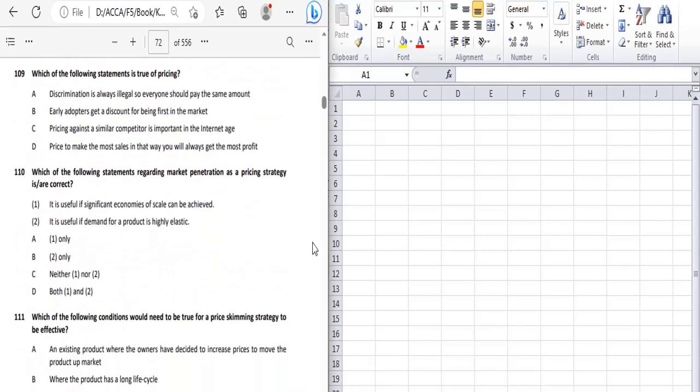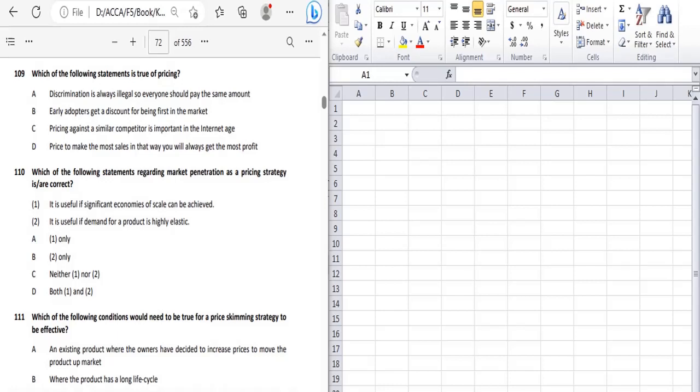Next, question 110. Which of the following statements regarding market penetration as a pricing strategy are correct? Market penetration is all about charging a lower price. The first option is, it is useful if significant economies of scale can be achieved. The second is, it is useful if the demand for the product is highly elastic.